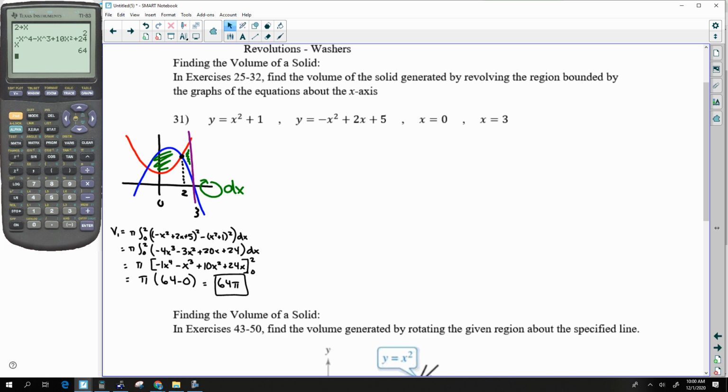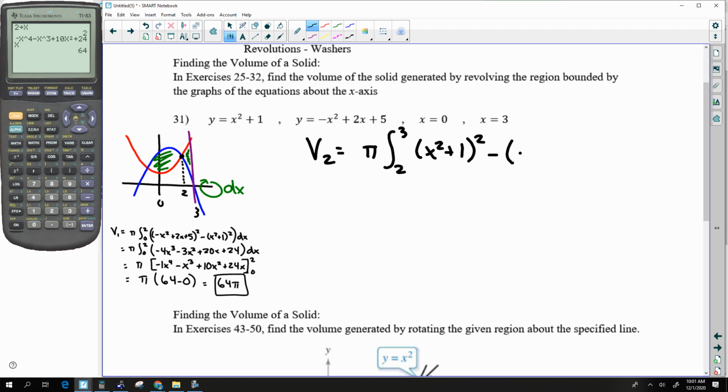And then we need to complete this by finding the volume of the other part, which is going to be the volume from 2 to 3. And that is going to be the red over the blue. All right, now, good news.